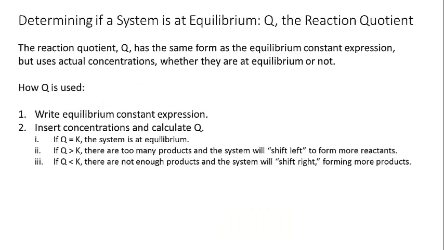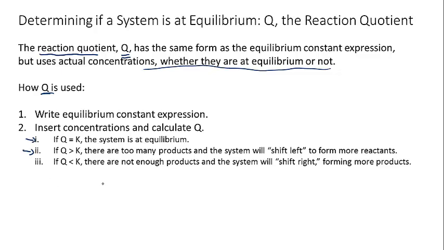Now we're going to turn to determining if a system is at equilibrium. And to do that, we're going to introduce a new term called the reaction quotient, which is given the letter capital Q. Capital Q is like K. K and Q are similar to each other, except Q uses the concentrations of things, whether they're at equilibrium or not. So if we have a system and we know the concentrations, we put those concentrations into the equilibrium expression. The number you calculate is equal to Q, the reaction quotient. If Q is equal to K, that means the system's at equilibrium.